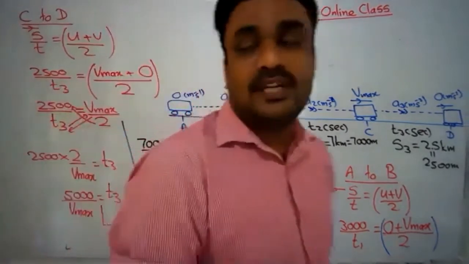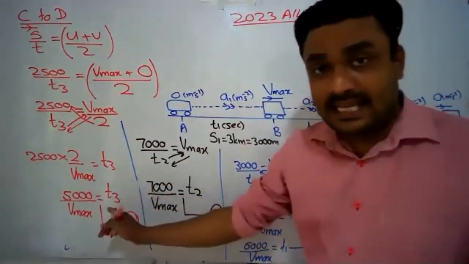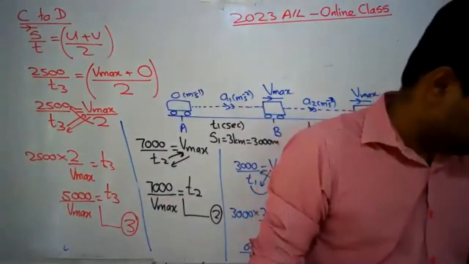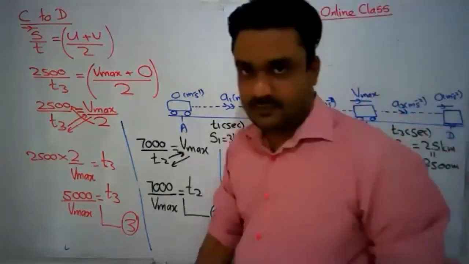So I have 3 equations for T1, T2 and T3. Complete them all quick. Write them all.